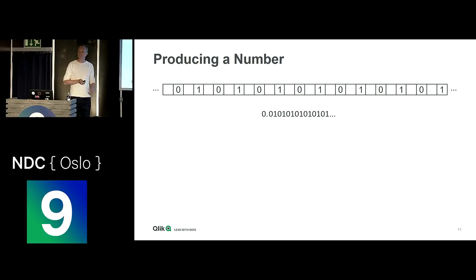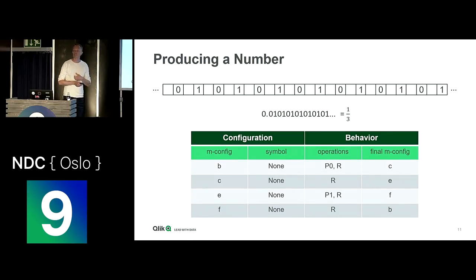And if you read this as a binary number, does anyone here know what number this is? We're not really used to reading fractional binary numbers, but this is the number 1/3 represented in binary. So this machine that we see here is a machine that is capable of computing the digits of the binary number 1/3.